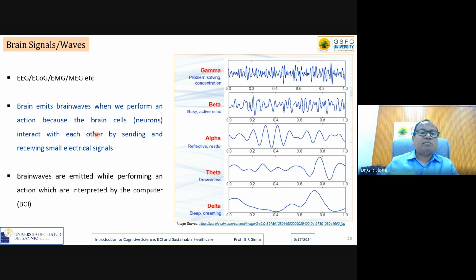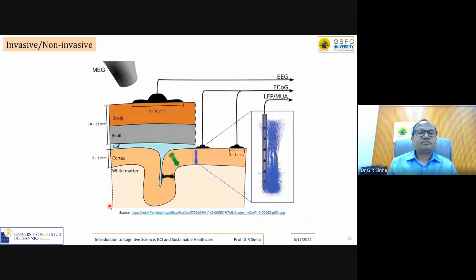So the brain generally emits brain waves when we perform a task, when we perform an act, because the brain cells, which are called neurons, interact with each other. I have already explained, by sending and receiving small electrical signals between each other. Brain waves are emitted while performing an action, which are interpreted by the computer with the help of a technology called brain computer interface. This is a picture giving an idea of invasive and non-invasive. All the three have been included.